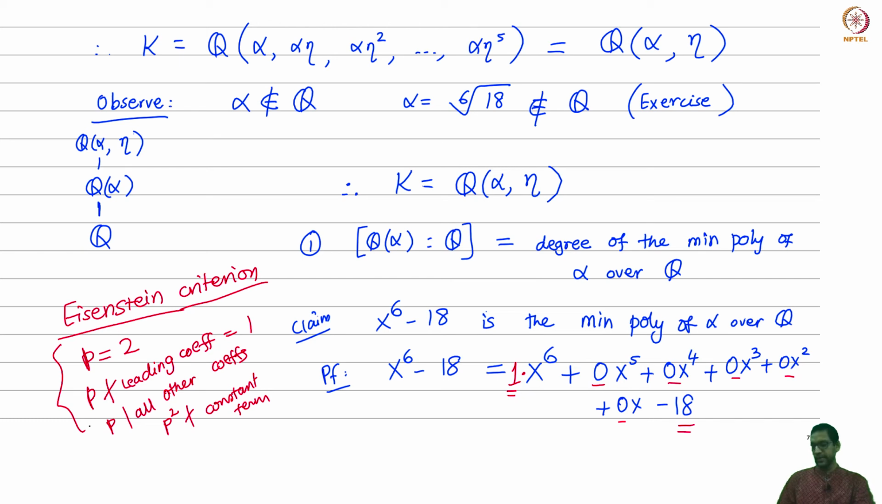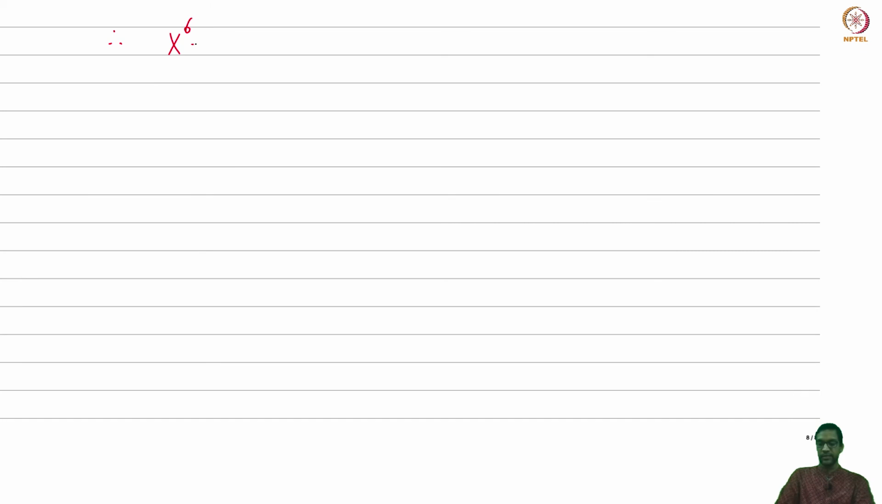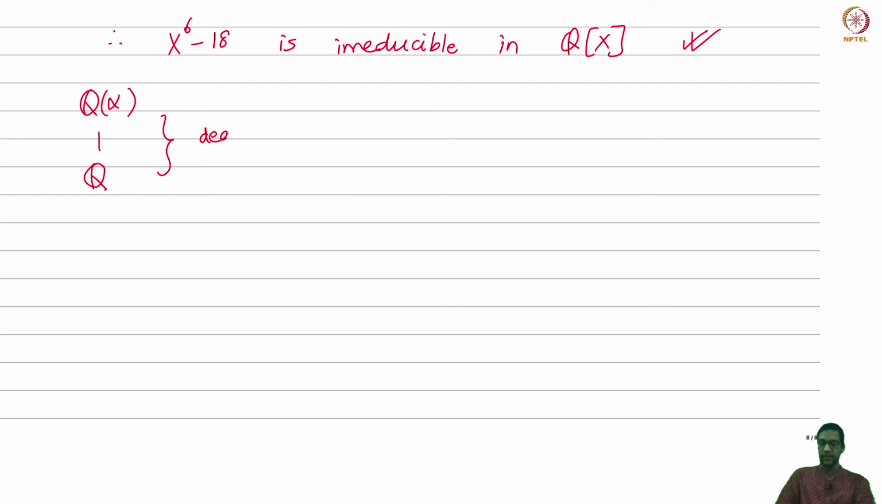So what this implies in particular is that this polynomial is irreducible. Therefore x to the 6 minus 18 is irreducible in Q[x], and we are done. So it must be the minimal polynomial of the element alpha. At least the first step is done. Q(alpha) over Q, this extension has degree equal to the degree of the minimal polynomial of alpha over Q, and that degree is just 6. So this is a degree 6 extension.